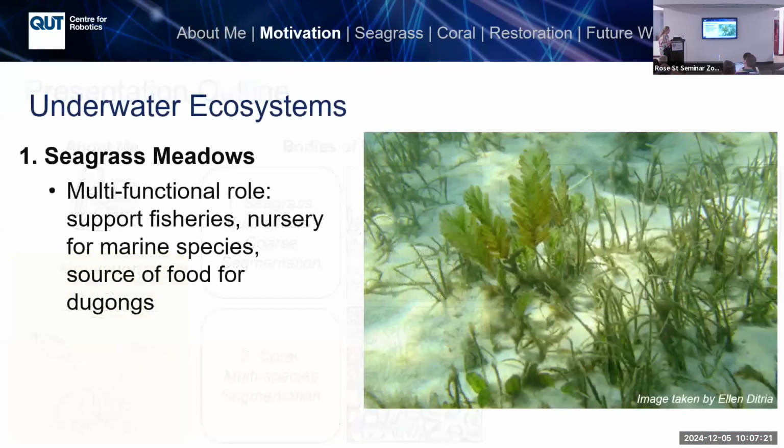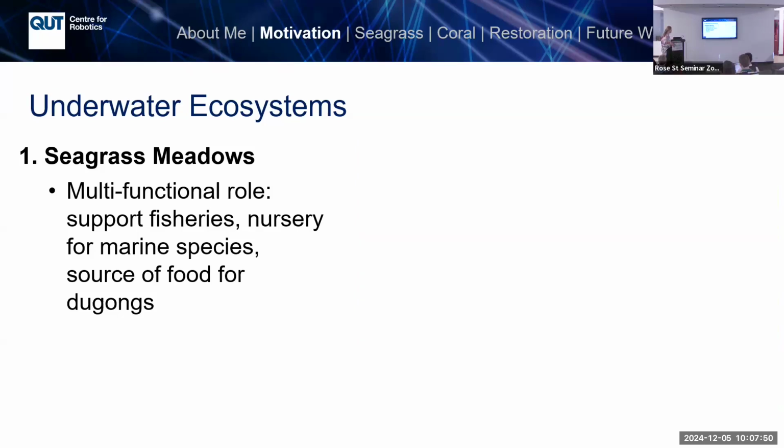Okay, so now onto the motivation. So today I'm going to be talking about two ecosystems in particular. First of all, seagrass meadows. These are kind of the less sexy cousin of coral reefs, I suppose, but they're really, really important ecosystems with a whole range of different roles and services. So they support fisheries, they act as a nursery for many different marine species, and they also support marine mammals like the dugong, which is a really culturally significant mammal as well.